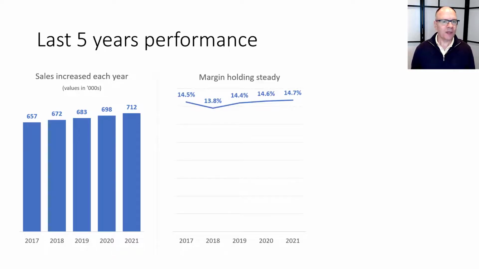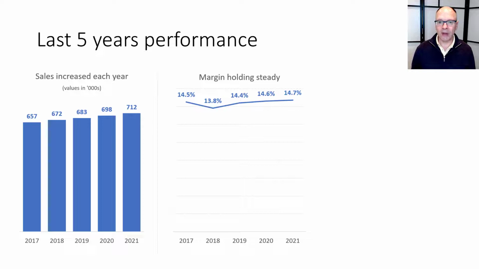Second, this is about margins. Margins are holding steady. Now they did have that one drop in 2018, but they have recovered and they've been holding pretty steady since then. This is again another good story. The trend is shown as a line graph.